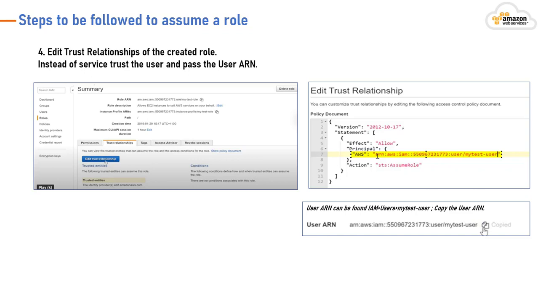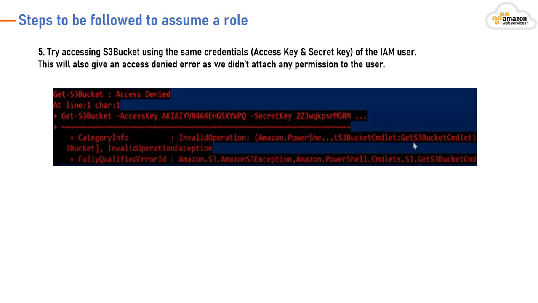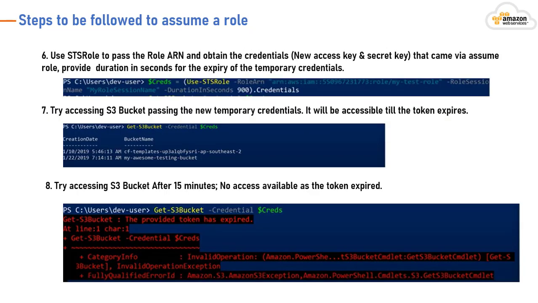Then again, you try accessing the S3 bucket by using the same credentials of the IAM user. Will it give the access? No, because we have not attached the policy to the IAM user. We just created a role. And now how the IAM user can assume that role is using STS, security token service. Use STS to pass the role ARN and obtain the credentials, that is new access key, new secret key that came via assume role, and provide the duration in seconds for the expiry of the temporary credential.